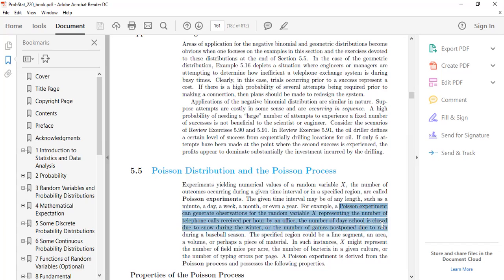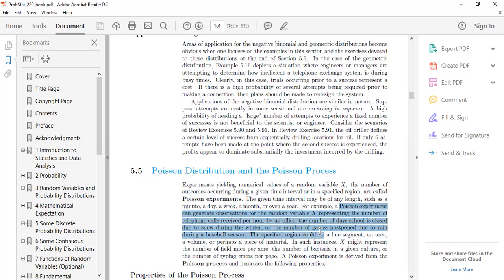The number of days the school is closed due to snow during the winter, right? The number of days the school is closed due to snow during the winter time, peak winter time. It depends on different locations. Suppose you are in Minnesota or something like that, where there is lots of snow, at that time the number of days of closing the school is more than the number of days of closing the school in Texas, like this. So it depends on different locations. The number of games postponed due to the rain during the basketball or baseball season.